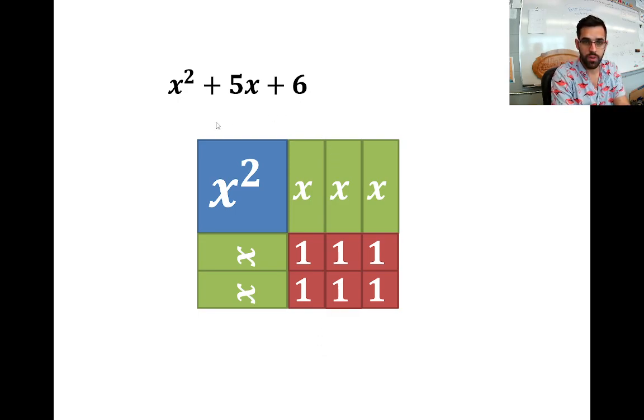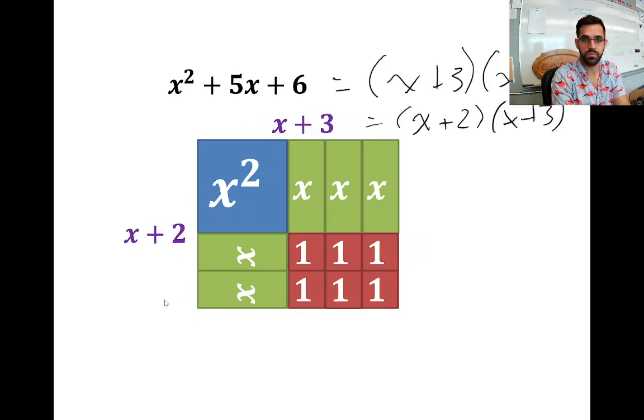Now the rectangle across the top is the length of x plus the length of 1 plus the length of 1 plus the length of 1. This side is the length of x plus the length of 1 plus the length of 1. Or the top is x plus 3 and the side is x plus 2. So that means that if we take our polynomial x squared plus 5x plus 6 and we think of it as the area of a rectangle, the width would be x plus 3. So when we factor this, it's x plus 3 times x plus 2.